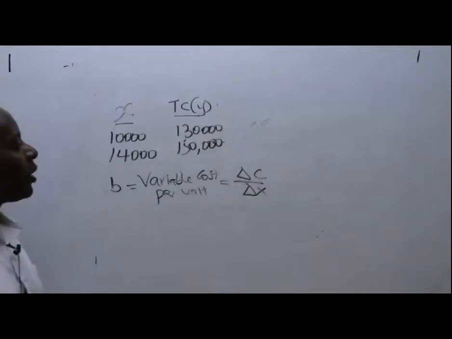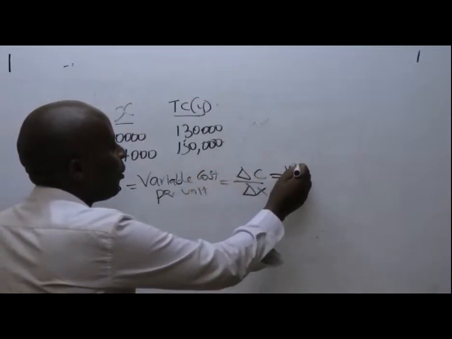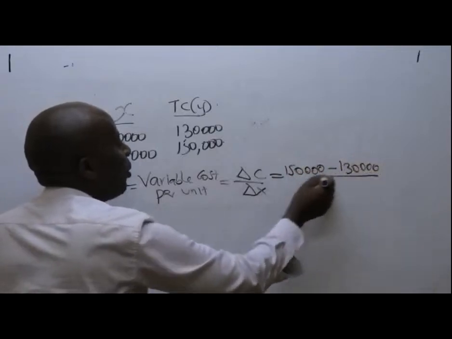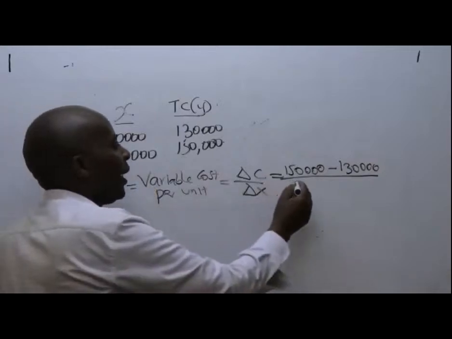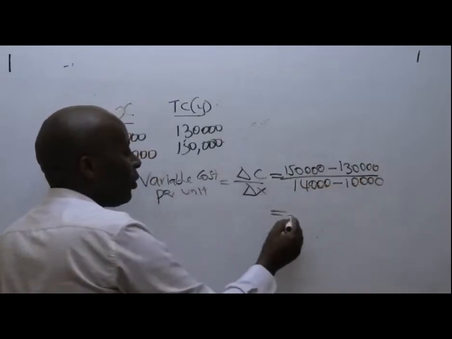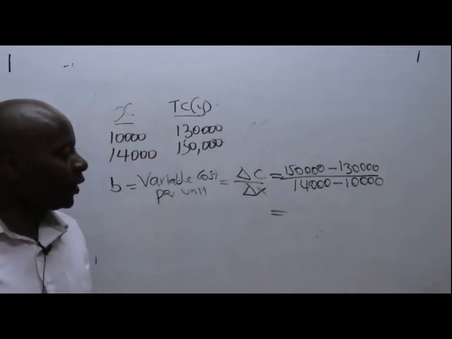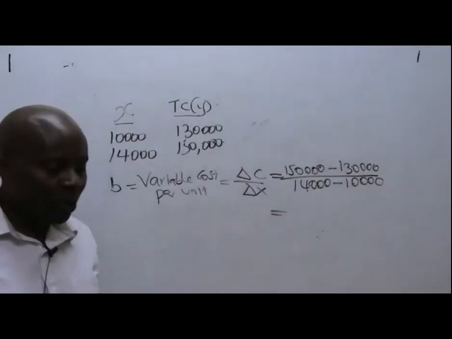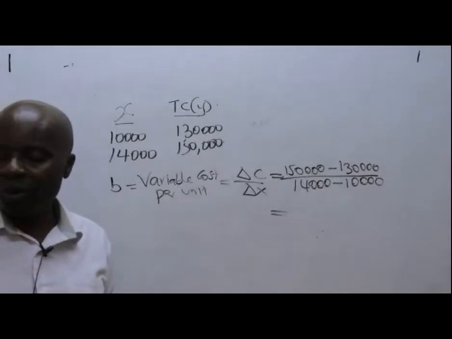So for the change in cost, I would want someone to subtract. We are talking of 150,000 minus 130,000, all over the change in quantity. The quantity is 14,000 minus 10,000. So at the end of the day, what shall we get? 150,000 minus 130,000 is 20,000. 20,000 divided by 4,000 will give me a variable cost of what here, somebody?